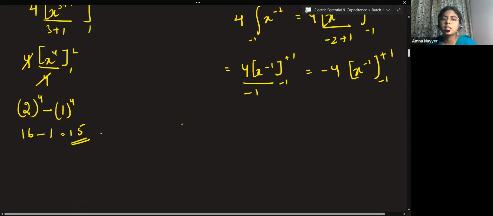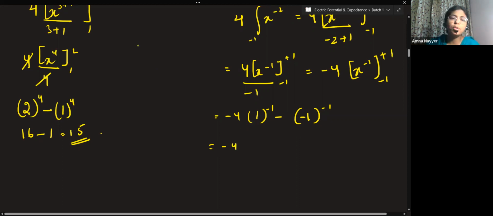Now see, minus 4, your upper limit is 1: 1 to the power minus 1, minus the lower limit, that is minus 1 to the power minus 1. See, the upper limit with whatever the power is, subtracted by the lower limit with whatever the power is. Now see, you can write it in this manner. 1 to the power minus 1 can be written as 1 by 1.